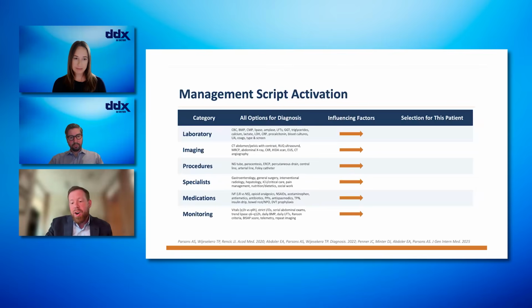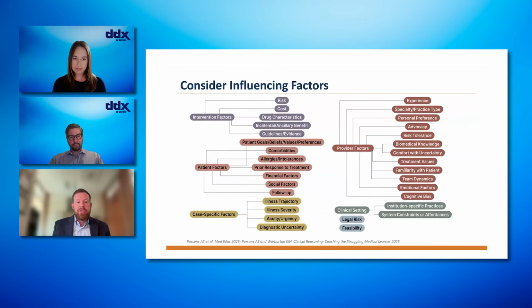That is where we bring in all of these influencing factors. So this comes from one of the studies I mentioned earlier. This is from the focus group study of trainees, and these were all the influencing factors that they have identified that impact their management reasoning. And so you see there's a number of them, but they're in big buckets here. I think intervention factors are something that we commonly focus on, right? What's the guidelines? What's the evidence? What's the risk of what we're doing?